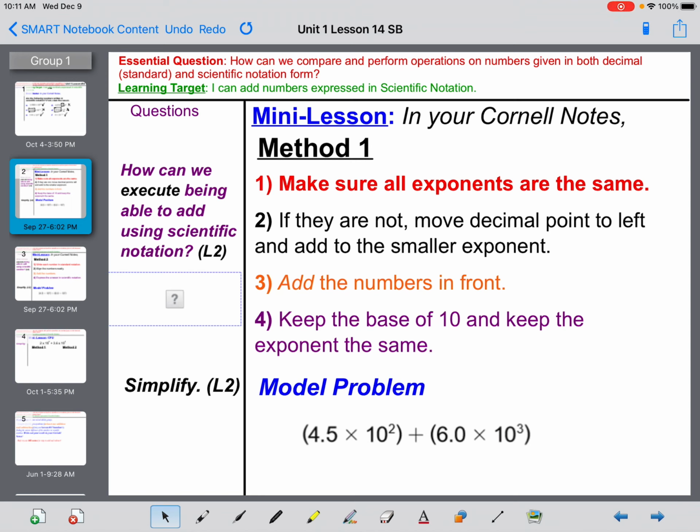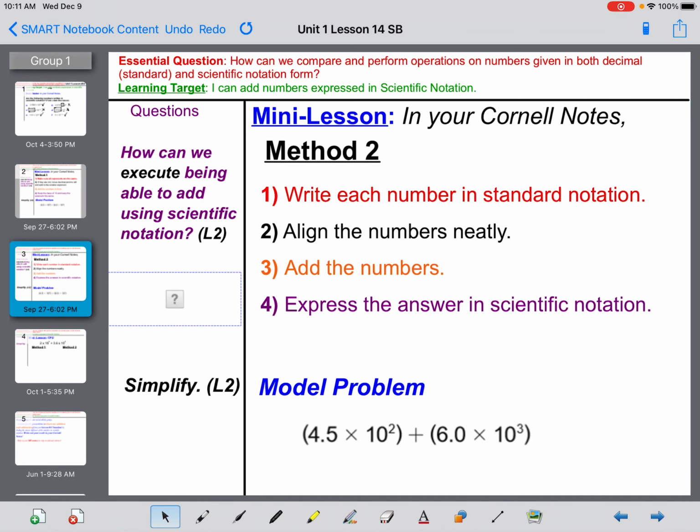So let's make sure we write down those 4 steps for method 1, and we're going to copy down the 4 steps for method 2. And we have the same question on the side, so there's no need to rewrite it. But method 2 tells us that step number 1 is to write each number in standard form. Step number 2 says align the numbers neatly. 3, add the numbers. 4, express the answer in scientific notation.